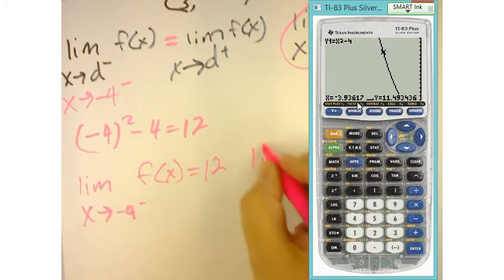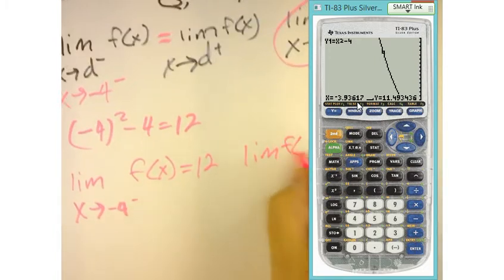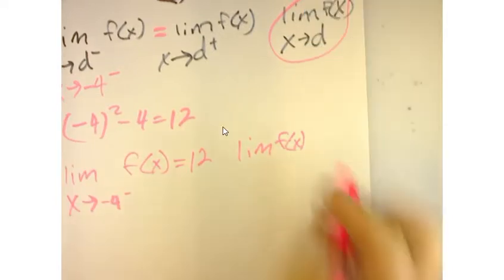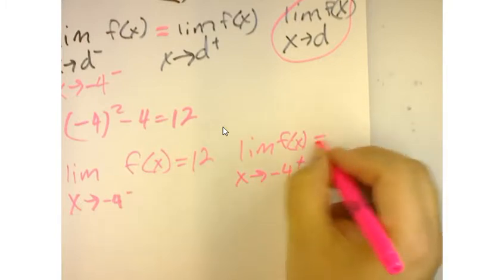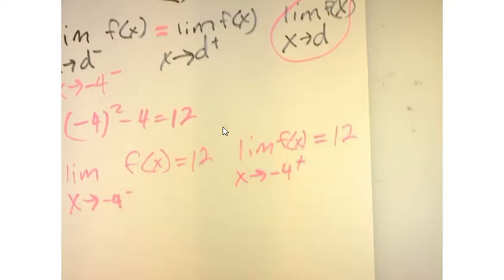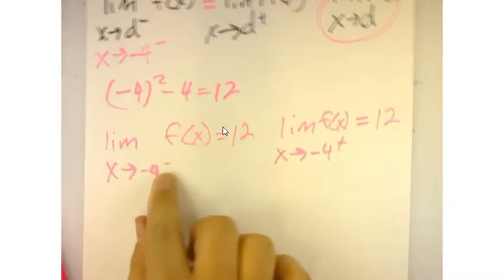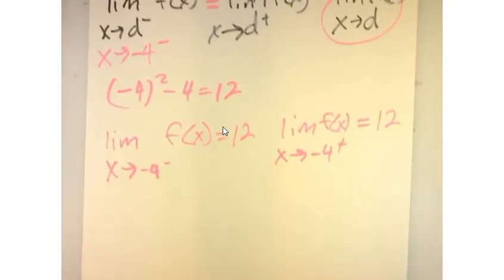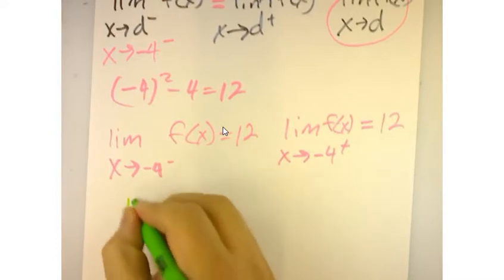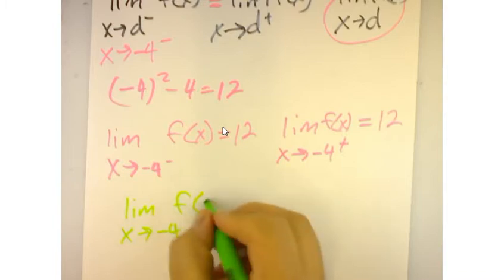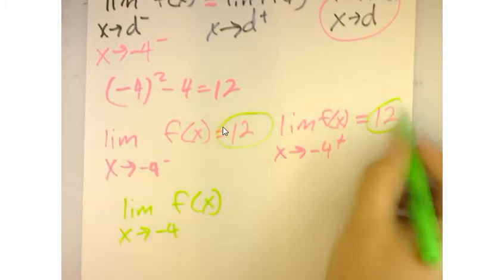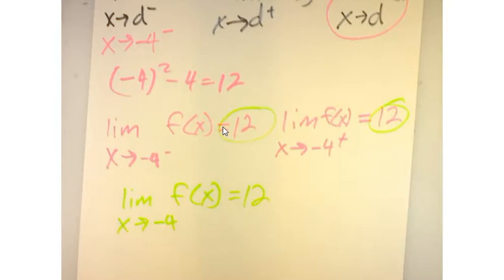The limit of f of x as x approaches negative 4 from positive infinity is also 12. It also happens to be defined at 12, but it doesn't matter if it is or it isn't. Because the left-hand limit is equal to the right-hand limit, the two-sided limit exists, and it is 12. Now, does anybody have any questions about that?